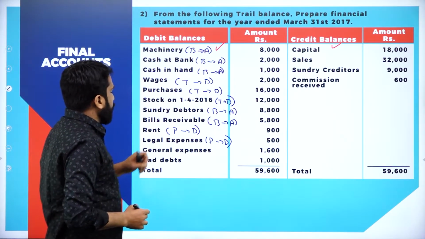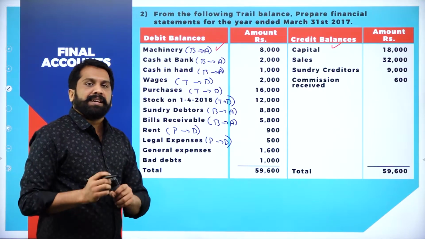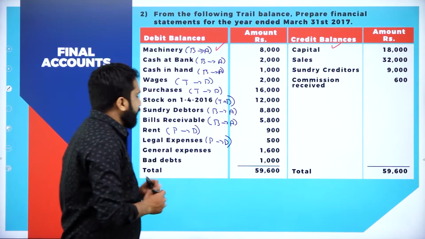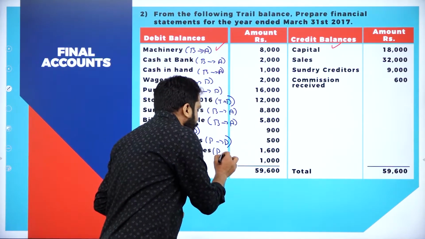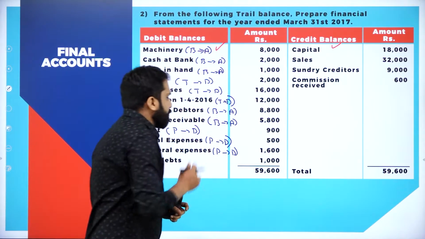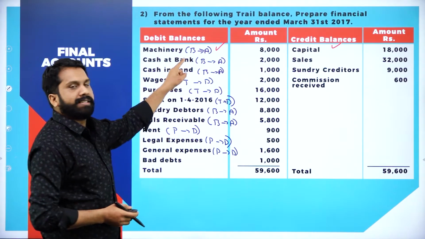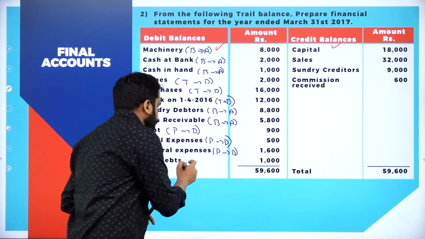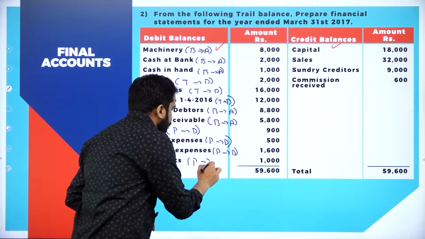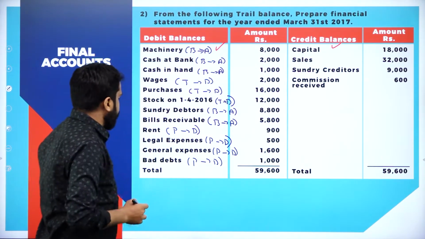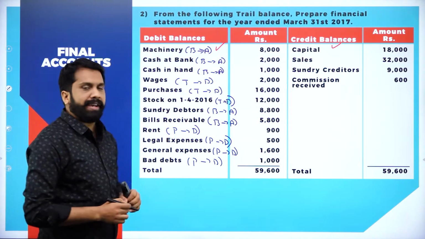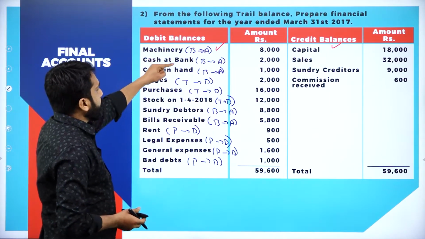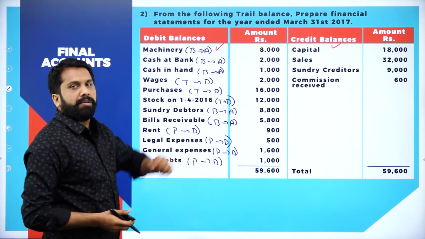Next, general expenses. General expenditure is an expenditure. So again, same procedure, profit and loss account, debit side. Why is it debit side? It is in the debit column. Next, bad debts, similarly, profit and loss account, debit side. Total, the total of everything. Hope you understood. What is the first thing? You have to classify which comes under what.